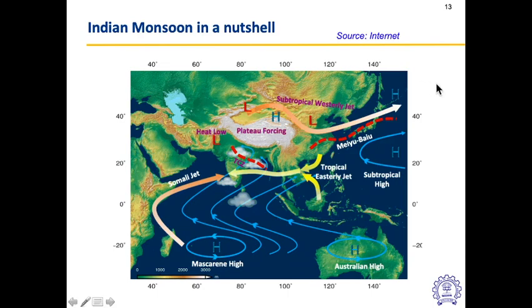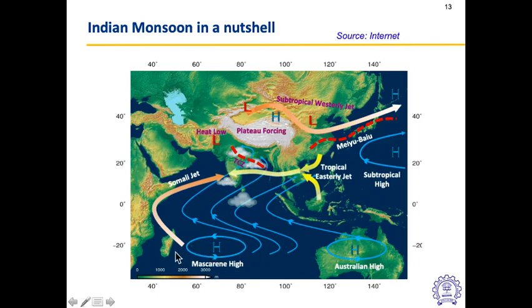What happens is there is a Tibetan plateau heating. The Tibetan plateau heating causes a vertical updraft all the way up to 8 or 9 kilometers, and that leads to a formation of this tropical easterly jet, high-level tropical easterly jet. This tropical easterly jet is important because whatever systems form in Bay of Bengal will get pushed into Indian subcontinent.